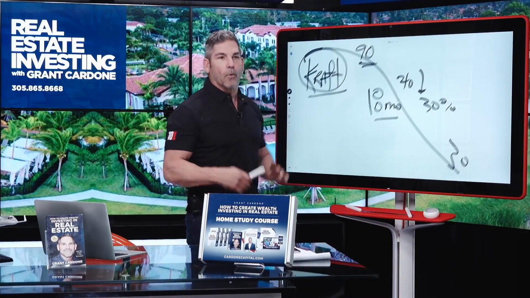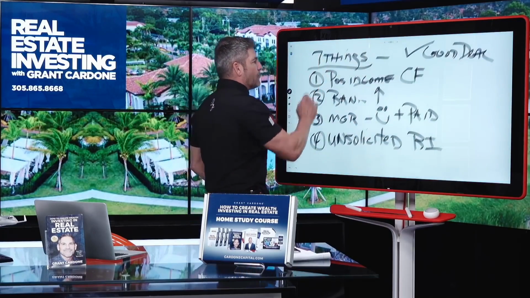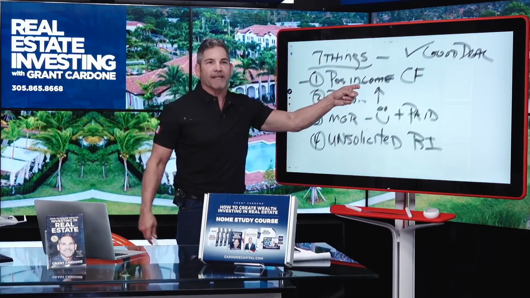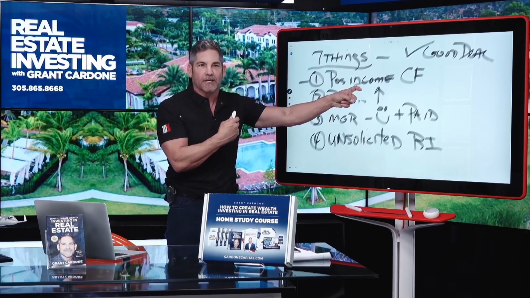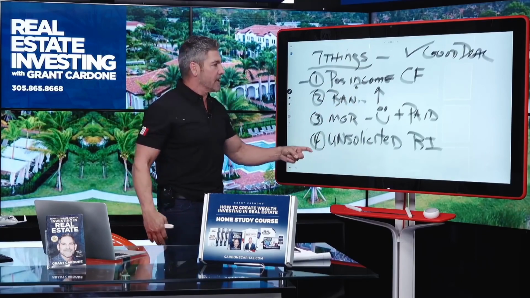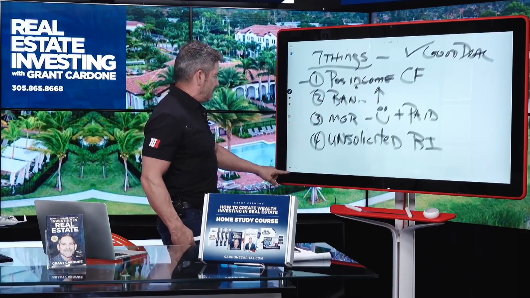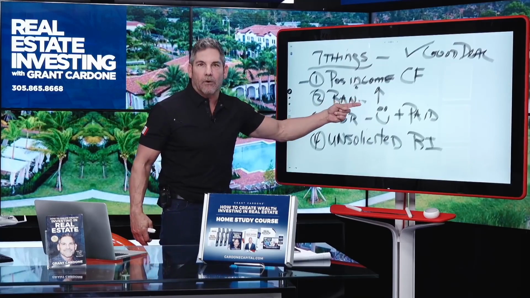Now, how is that different? What does that have to do with apartments? Because when I pick an apartment property, I know, hey, does it provide cash flow? I don't know what Kraft does. I know I eat some of their boxed food. Number two, the banks. The banks want to give me a loan on this deal.